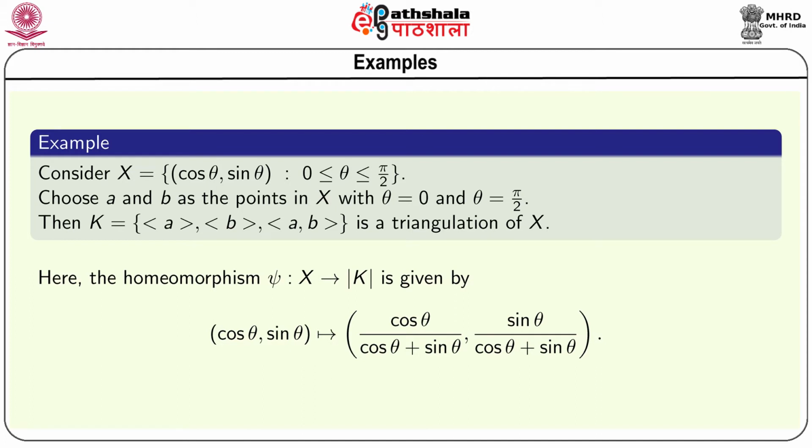We take the simplicial complex K as the 0-simplex A, 0-simplex B and the 1-simplex AB. We claim that this K is a triangulation of X. How do we get it? Let us define the homeomorphism psi from X to mod K, given by the point (cos theta, sin theta) is mapped to the point (cos theta by cos theta plus sin theta, sin theta by cos theta plus sin theta).